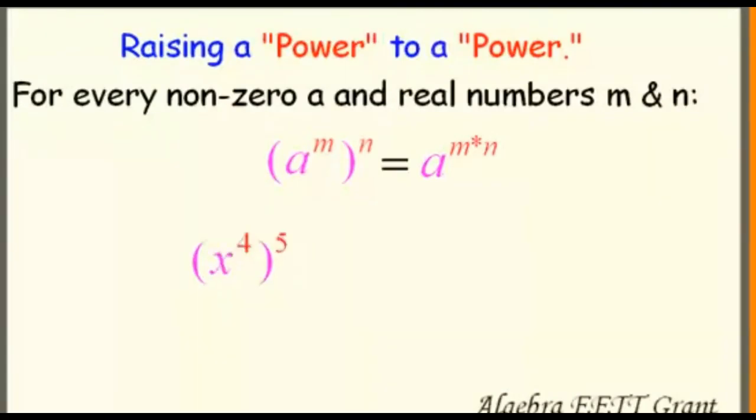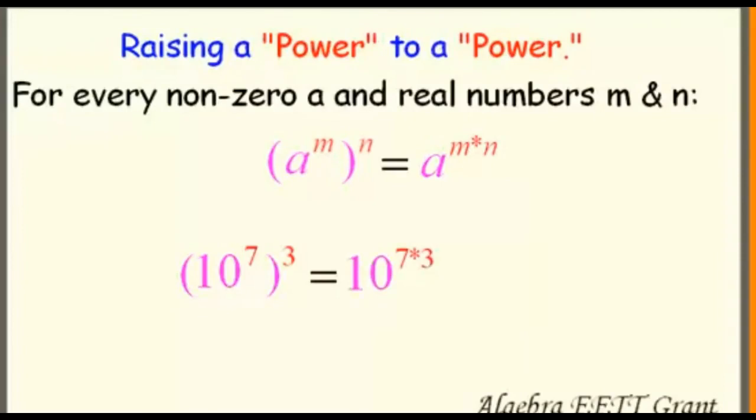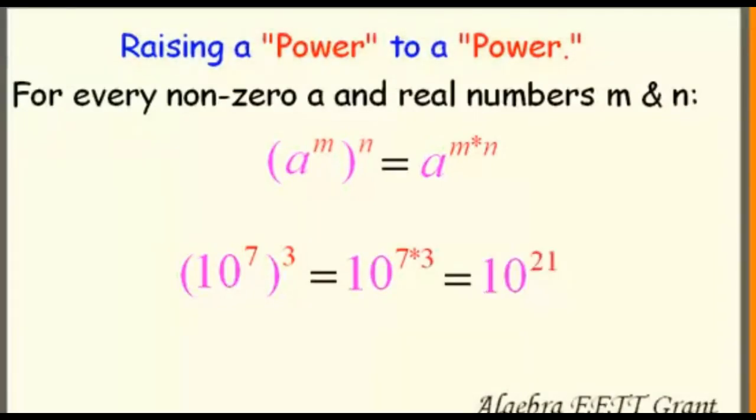A second example would be like x to the 4th to the 5th. Again, only one base, only x as a base. What do I do with the 4 and the 5? Well, I multiply them because it's a power to a power. So this becomes x to the 20th. One final example of power to a power is 10 to the 7th cubed. Again, one base, more than one exponent, you multiply the exponents. So this becomes 10 to the 21st.